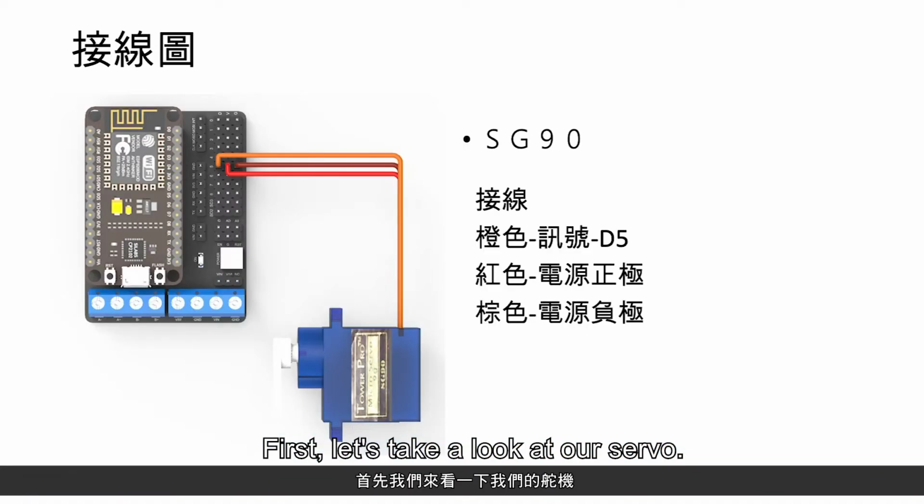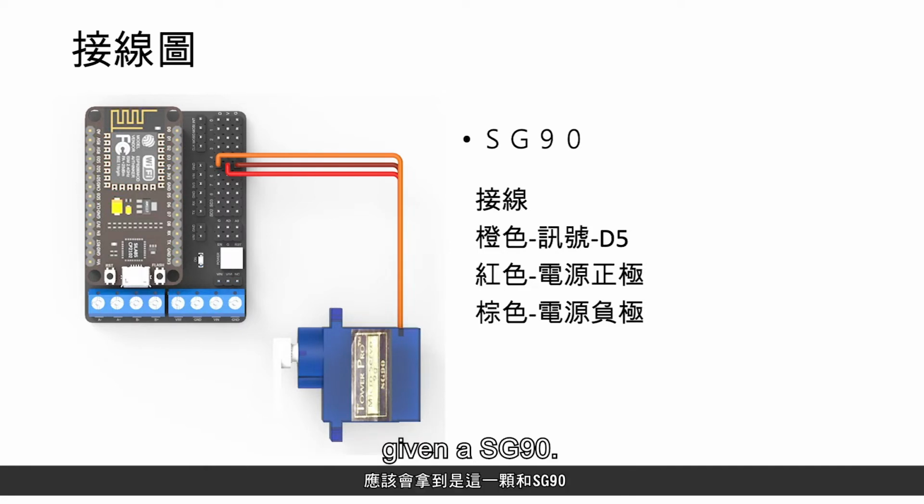First, let's take a look at our servo. For the operation of the servo, you'll be given an SG90. Let's take a look at its wiring. The wires for the servo are orange, red, and brown. Let me tell you something special in here.